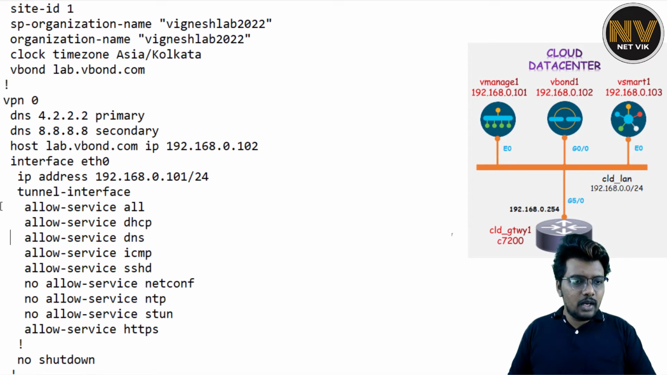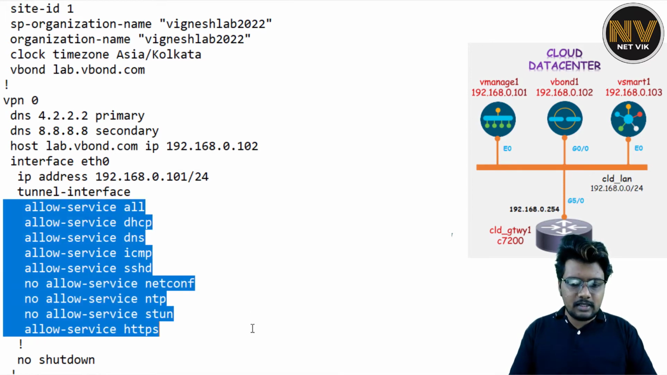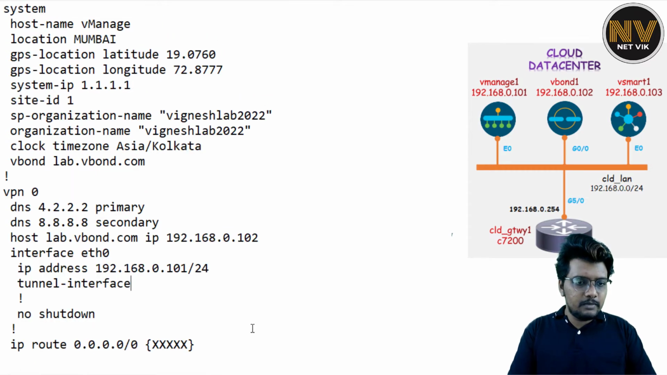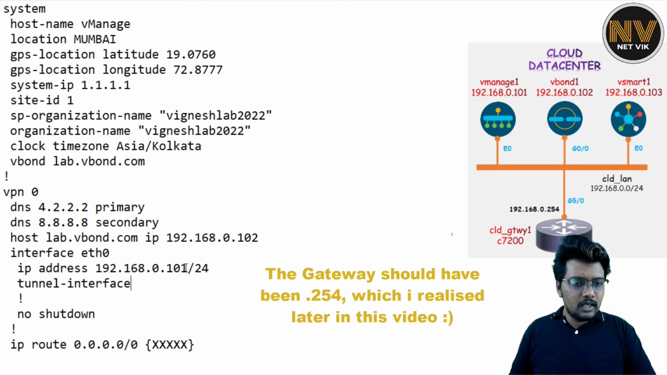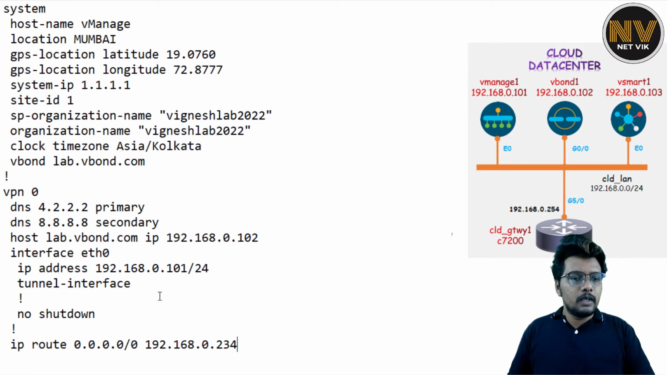So what I'm going to do, I'm going to do this as default, right? I'm just going to enable tunnel interface, and then the gateway in my design will be 234. You can validate the diagram. There will be a cloud gateway router and his IP will be 192.168.0.234, which is the gateway of my controllers. Okay, I think we are ready with the configuration now.